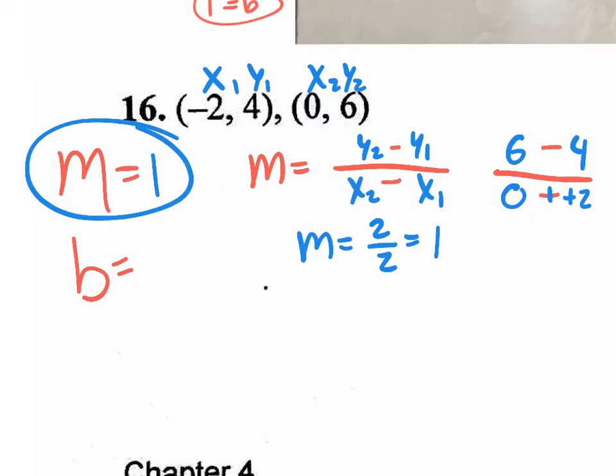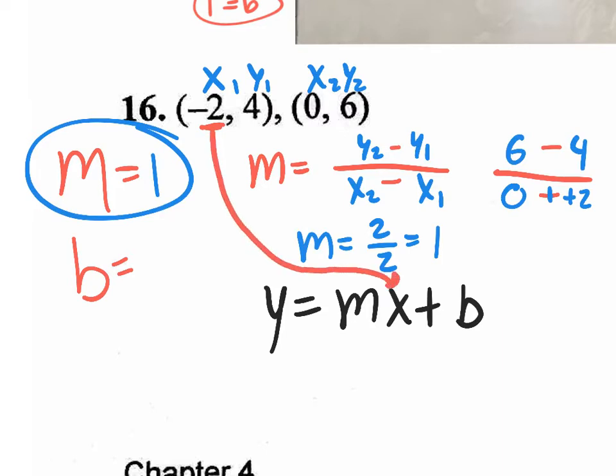You could plug it all into Y equals MX plus B. Now what do I mean by that? I could plug in my X value of negative 2 right into this X value. I could take the 4 and plug it right into this Y. And I could take the M that I just found, which is 1, and plug it right into here. And then I could solve for B to find my y-intercept value, correct?